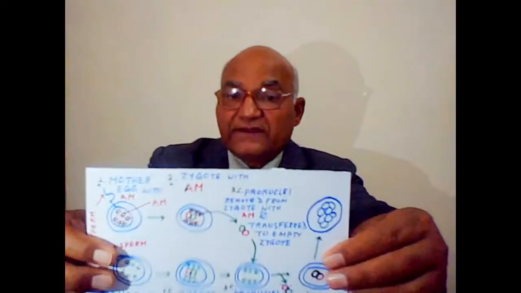The pronuclei are removed from the zygote with the abnormal mitochondria and then transferred to the empty cell, the pronuclei of which have been removed, and then the embryo with normal mitochondria is placed into the uterus for further development.